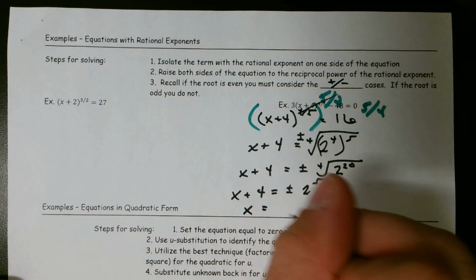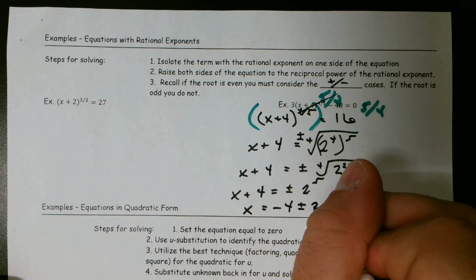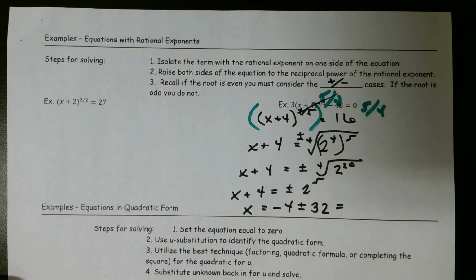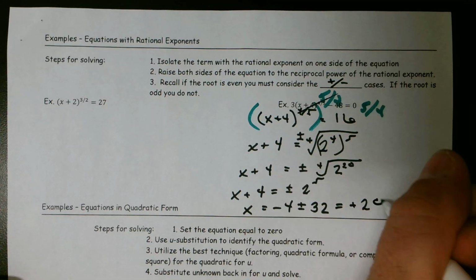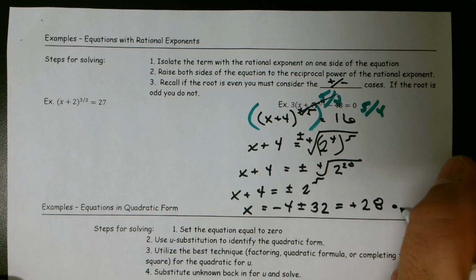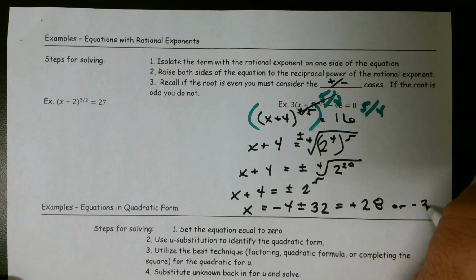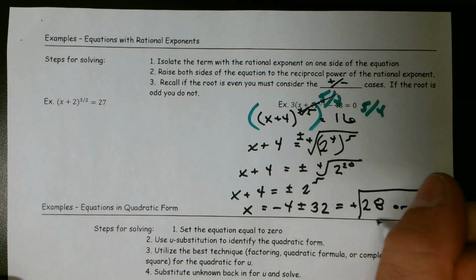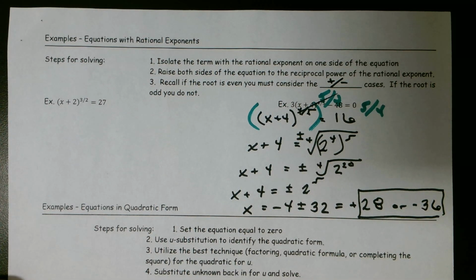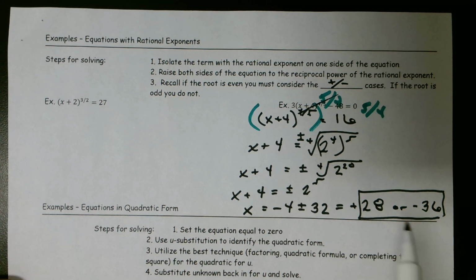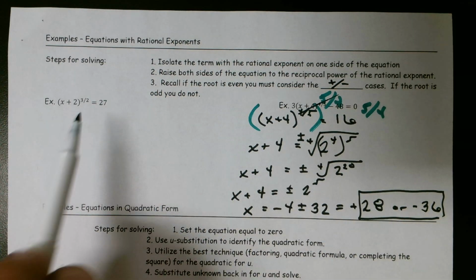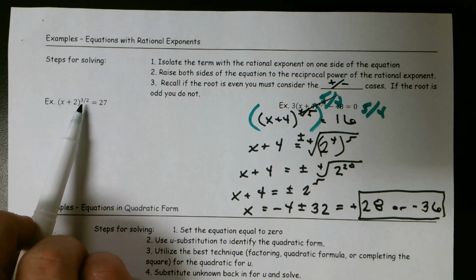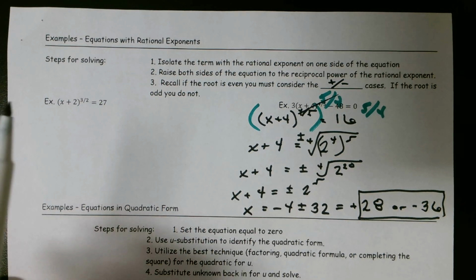So x equals negative 4 plus or minus 32, which is positive 28 or negative 36. So there are your answers. Remember, if you take the even root, use your plus or minus cases. If you look at the question you're about to do, it's to the 2/3, so it'll be an odd root. You will not need your plus or minus cases. So pause your video and give this one a shot.